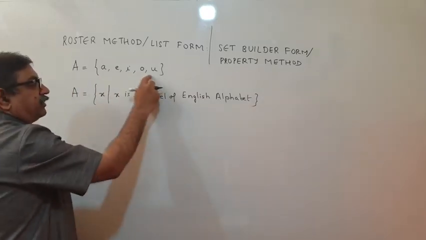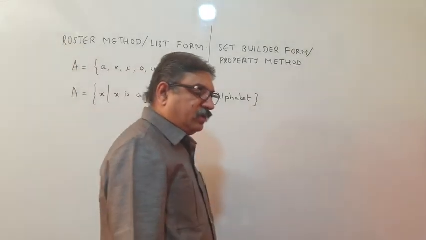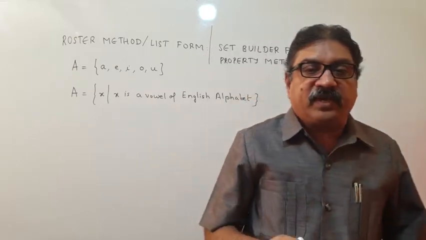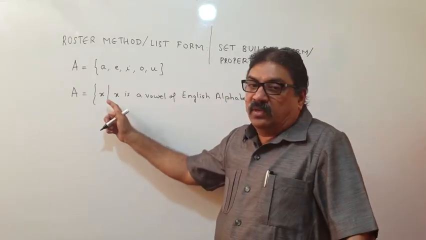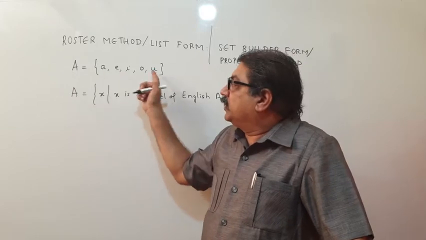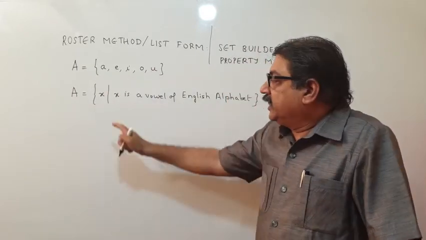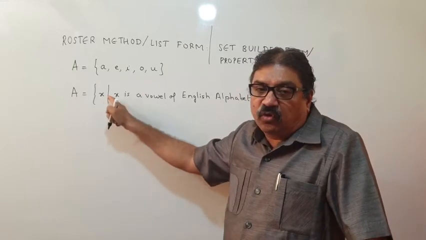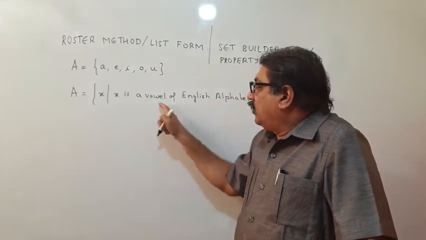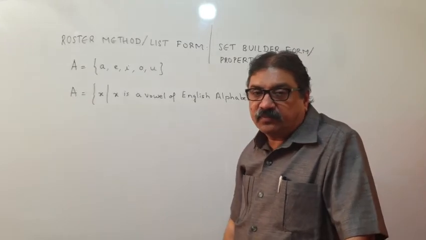X will represent these elements. So these elements are represented by a general element X, and X is described by the property of all these. What is the property? That they are vowels of English alphabet. So write X such that, or I can use colon symbol also, X is a vowel of English alphabet, like this.